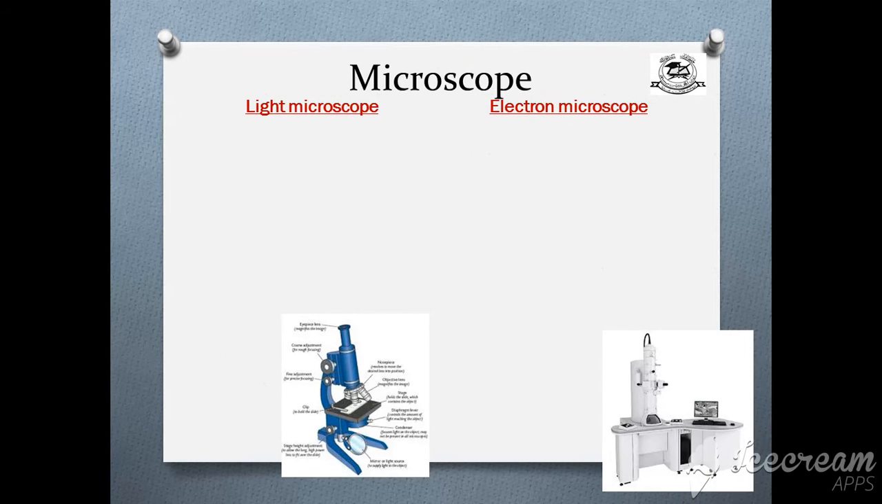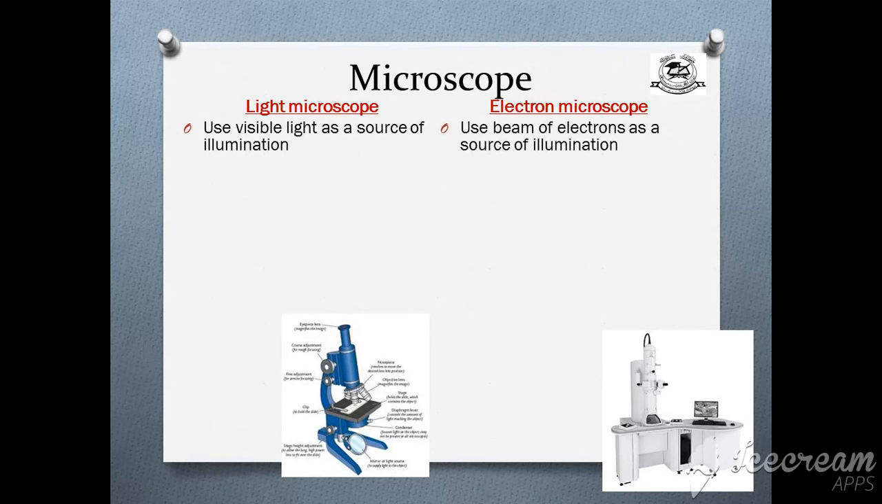Now because we observe the cells with the help of a microscope, there are two kinds of microscopes, light microscope and electron microscope. You can see the pictures below, and in your laboratory you can use a light microscope easily. The name shows that light microscope uses light and electron microscope uses a beam of electrons. Light microscope uses visible light as a source of illumination. Electron microscope uses a beam of electrons as a source of illumination.